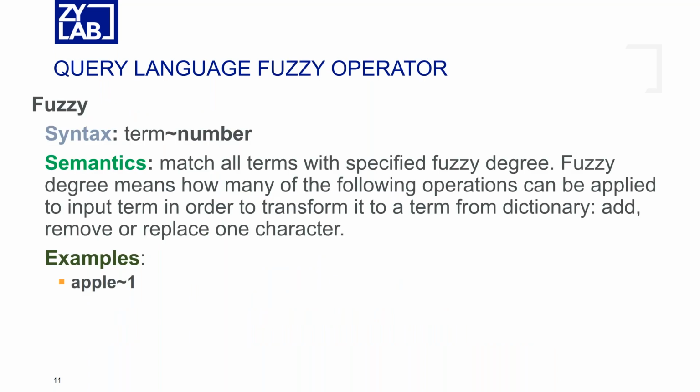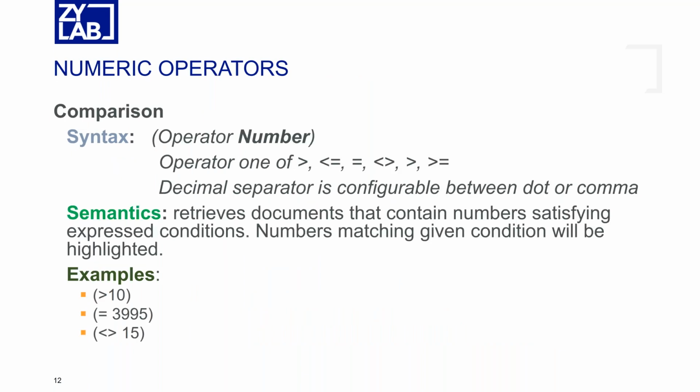Now the fuzzy syntax, very important. We use the tilde sign with 1, 2, 3, or 4, and the number defines the fuzzy degree, and then we can find all the variations of the word.